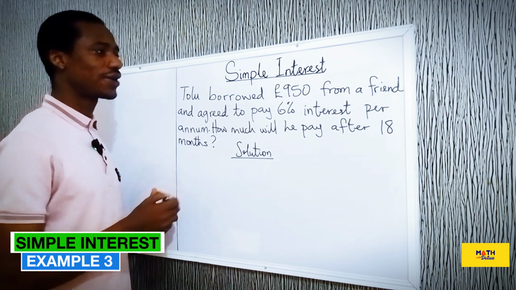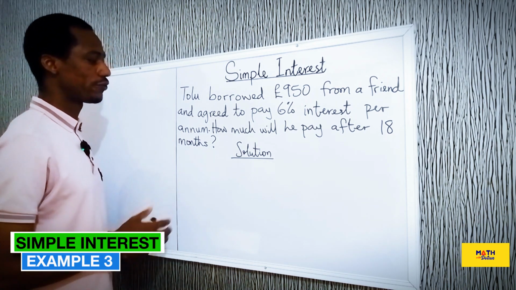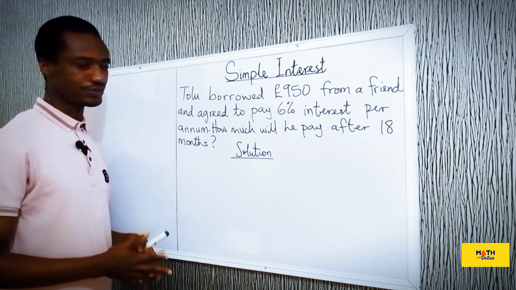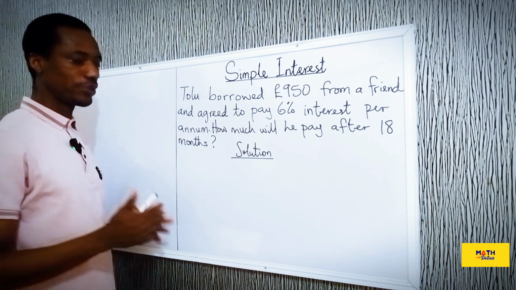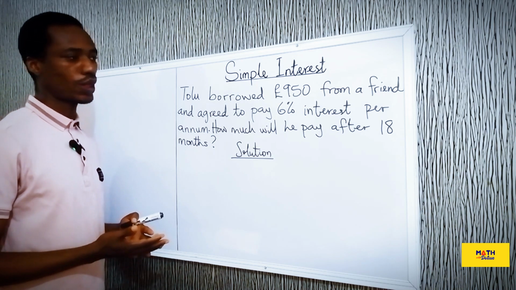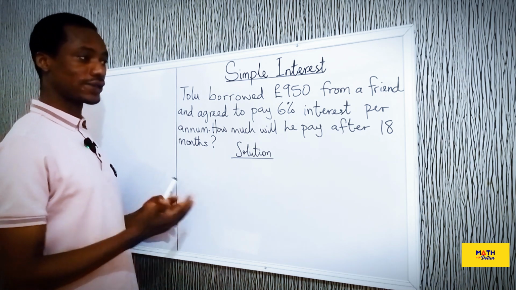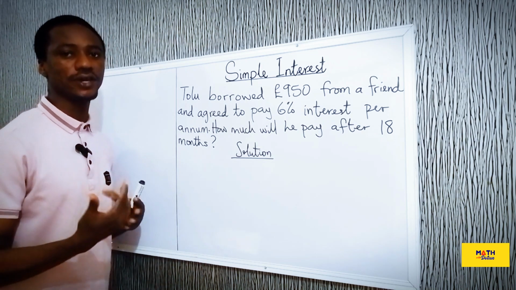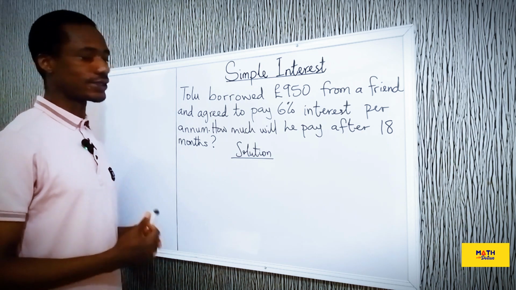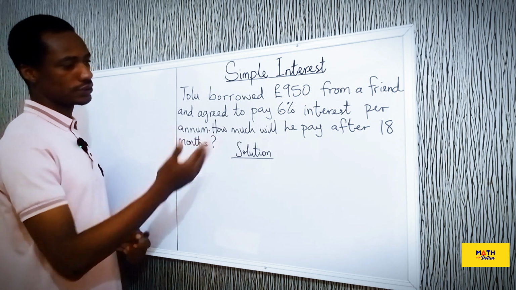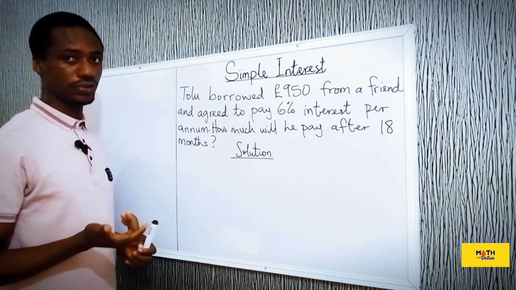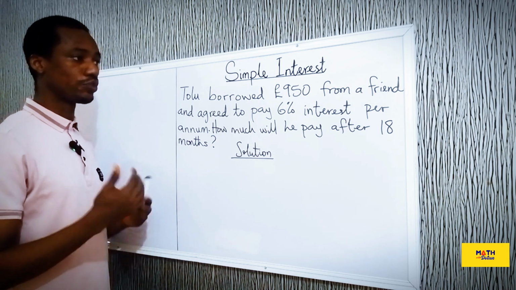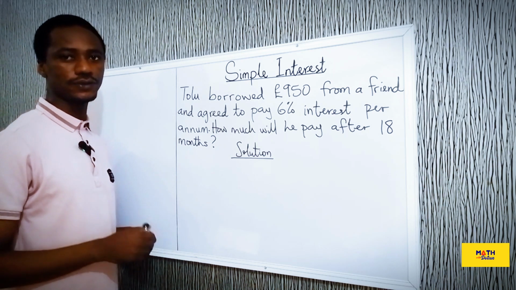Tolu borrowed £950 from a friend and agreed to pay 6% interest per annum. How much will he pay after 18 months? He has agreed to pay 6% interest per annum. That means every year he's going to be paying 6%. And then the money is borrowed for 18 months. So at the end of the 18 months, what will be the interest that Tolu will have to pay on top of the 950?